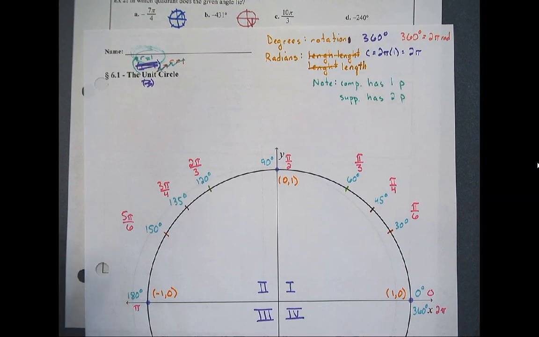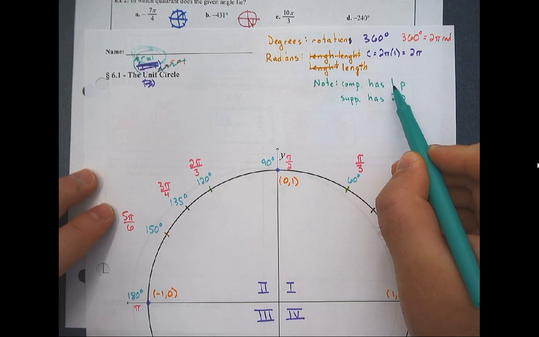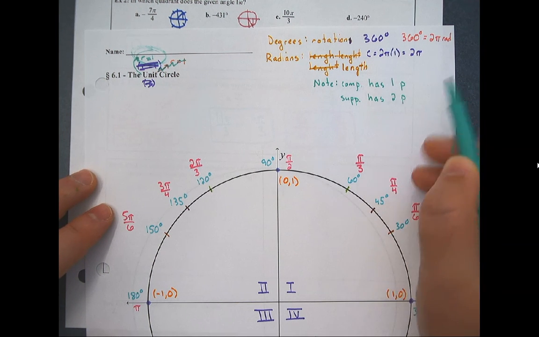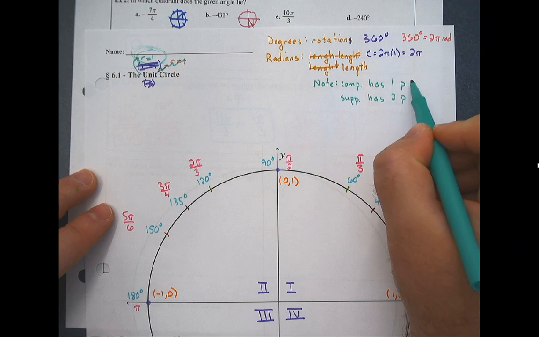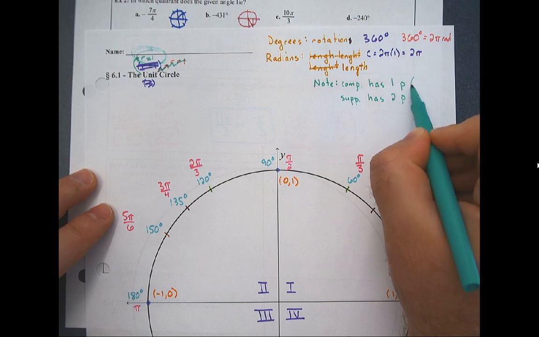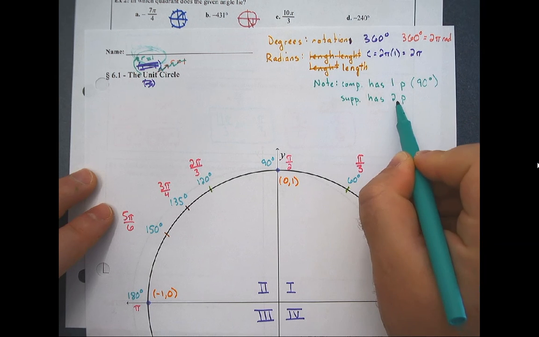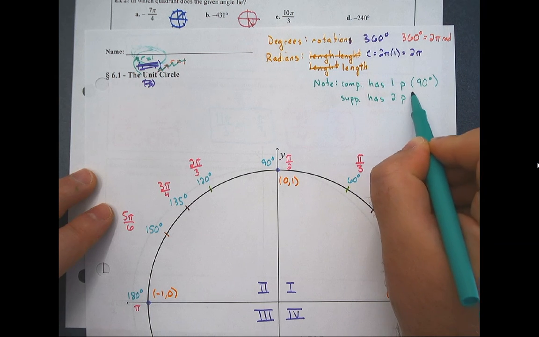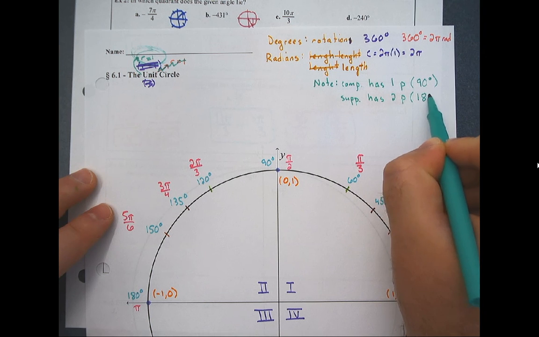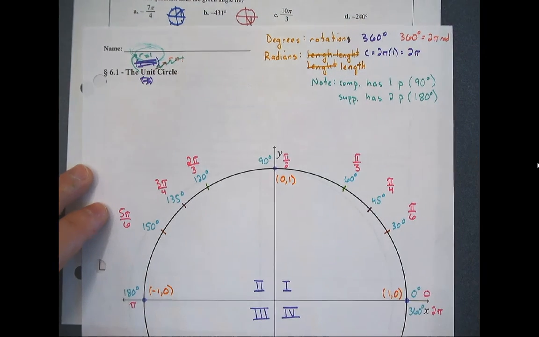What I mean by that is in the word complementary, there is one letter P. In the word supplementary, there are two letter P's. Each letter P represents a 90 degree angle. Somebody told me that last year, and I thought it's a great way to remember. So this has one P in it, which means that the two angles add up to 1 times 90 degrees. This has two P's, which means it has 2 times 90 degrees. So a 90 and a 90 add up to 180 degrees.